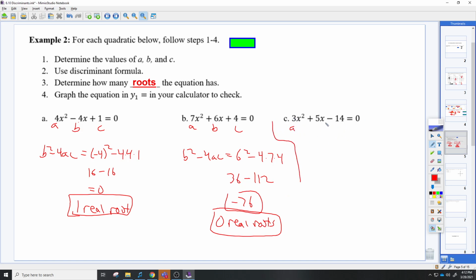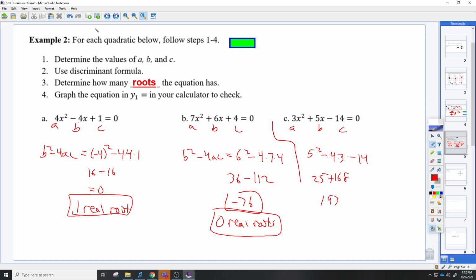And the last one, ABC, which would be 3. B squared is first. B squared would be 5 squared minus 4 times A, which is 3, times C, which is negative 14. Let's see what we get there. So that would be 25. Negative 4 times 3 times negative 14. That's going to give us a positive answer, actually. 168. So negative times a negative is a positive 168. Again, you can put this all in the calculator at one time. That's fine. And add the 25, you get 193.